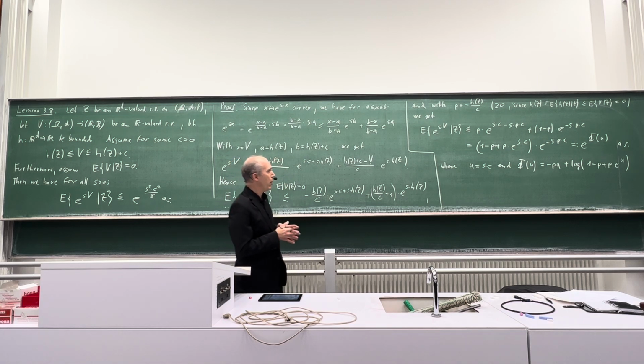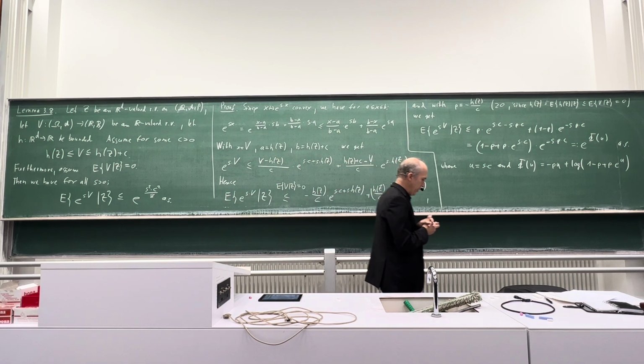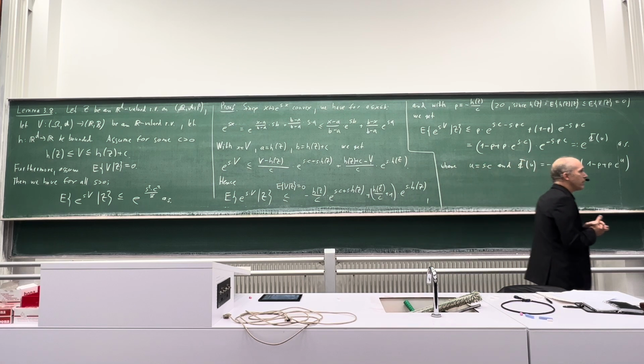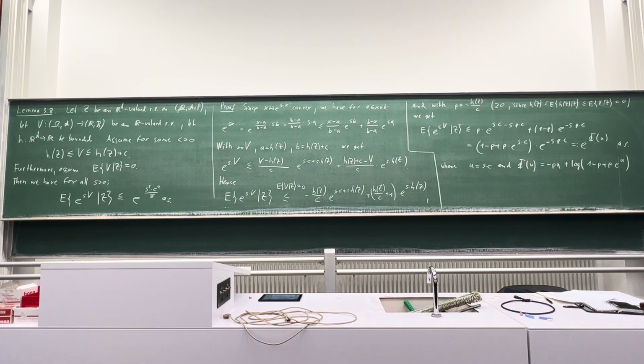So I want to bound the conditional expectation of e to the power sv divided by z. I have already an upper bound by expectation of phi of u, and what I do now, I derive an upper bound on the phi function by making a Taylor expansion. More precisely, you make a second order Taylor expansion around 0, and then everything will be clear. That will give us our bound.